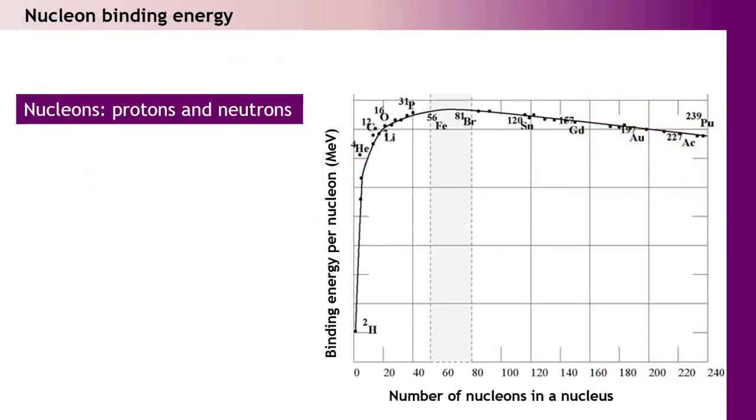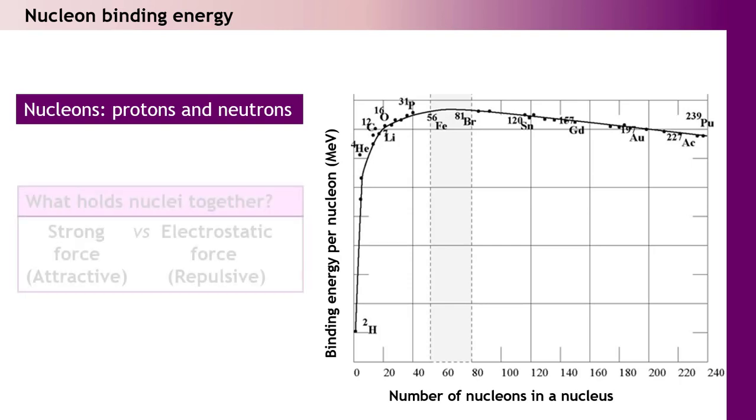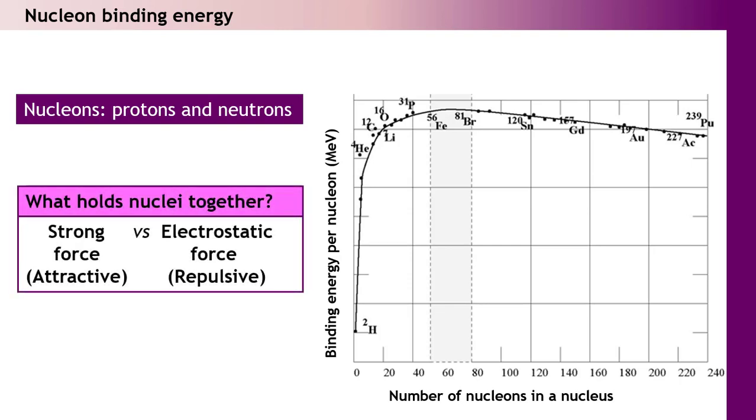Let's start with how nuclei contain energy. The particles of the nucleus are protons and neutrons. Collectively, these types of particles are known as nucleons. There are two types of force at play here. All nucleons are held together by the strong nuclear force. This is a very strong force. It is always attractive, but it is very short range, about the size of a nucleus.